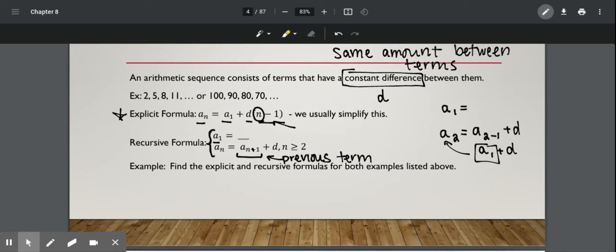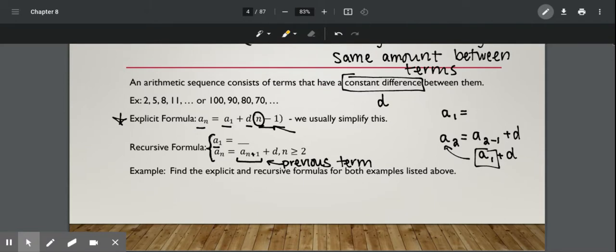All right, so we have two different examples of sequences. The first one is 2, 5, 8, 11. And then the next one is 100, 90, 80, 70. Do you see those up there? So we're going to write explicit and recursive formulas for each of those. So for the first one, which we'll call A, if we were writing an explicit formula, and remember your explicit formula is your A sub n equals the first term plus the difference times n minus 1.